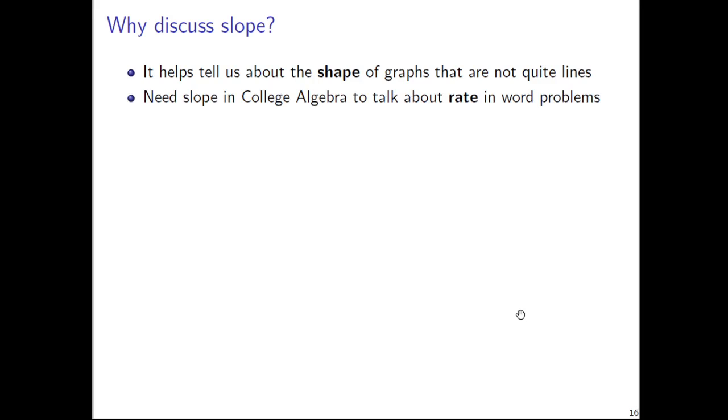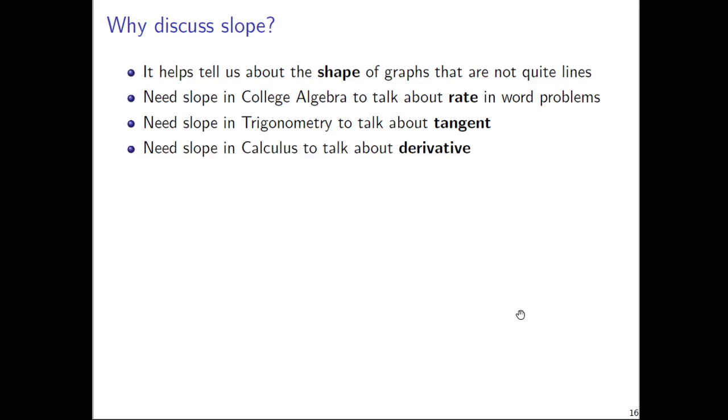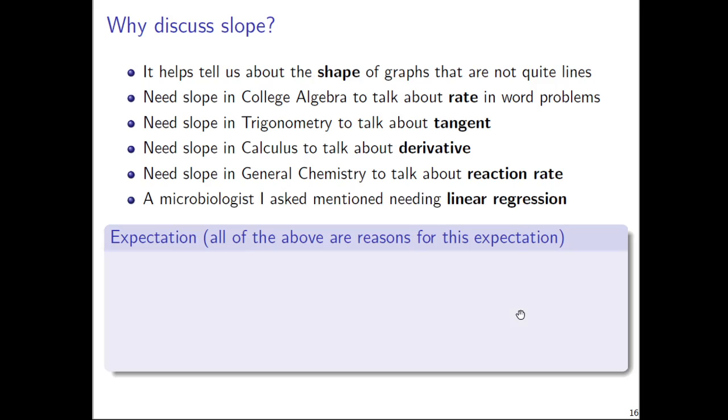You need slope in college algebra to talk about rate, especially in word problems. This linear idea of what's going on with rate is important to talk about what's really happening in a lot of word problems. In trigonometry, a math class that follows college algebra, you need slope to talk about tangent, and you need slope in calculus to talk about the derivative. You need slope in chemistry to talk about reaction rate. I asked a microbiologist, and slope is also necessary to talk about linear regression. There are a lot of places that slope appears.